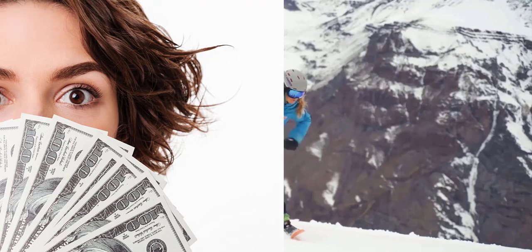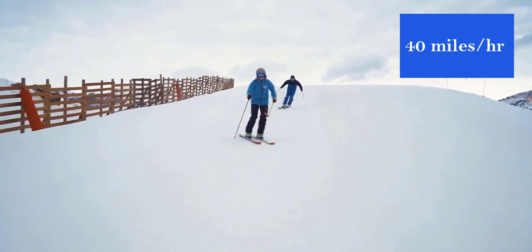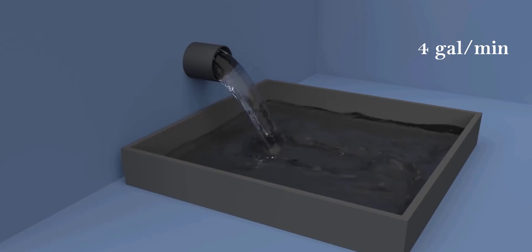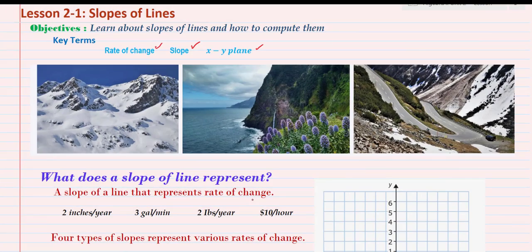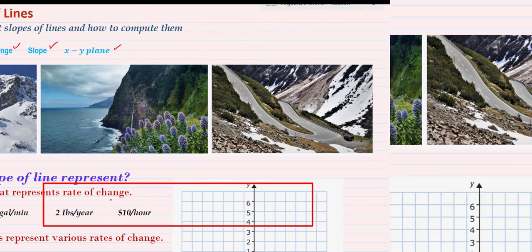That's also a slope. In another example, a skier is moving at 40 miles per hour, a rate of change from point A to point B. That's an example of a slope. If you see water flow at say 4 gallons per minute, it's also an example of a slope. A rate of change means something that changes over time. That does not have to be related to trees or gallons of gasoline in your car. It could be anything that changes over time.